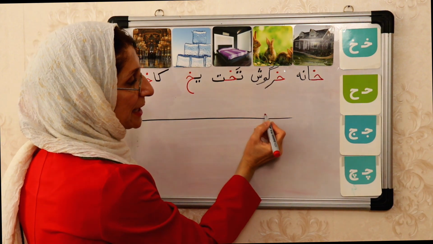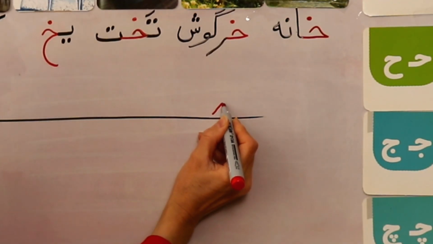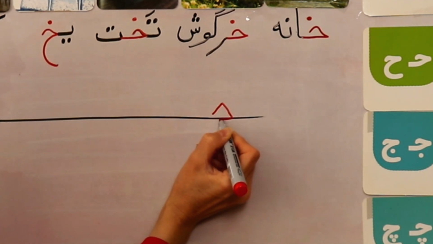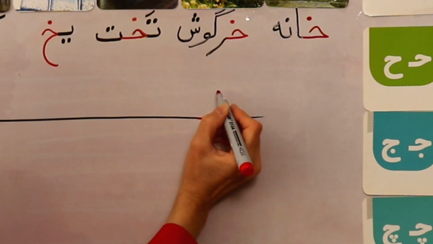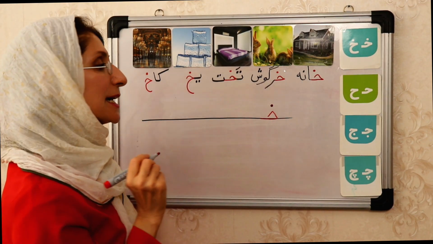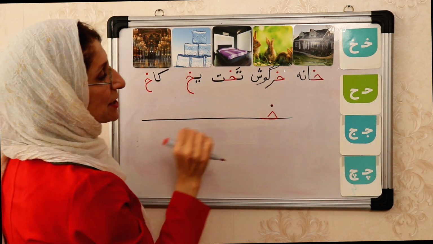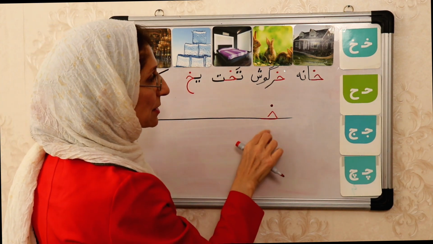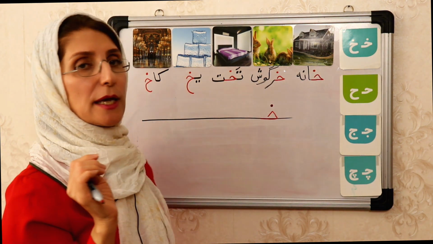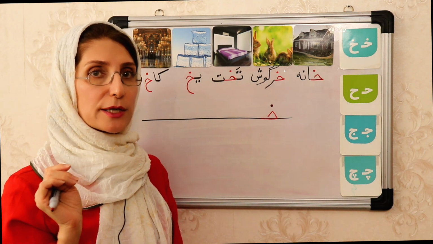You start a little bit above the line, go up in a very beautiful triangle and come to the line, then one beautiful dot above its head. This is the non-final khe. The non-final khe can come at the beginning and in the middle. At the beginning you see the word khane. Khane in Persian is home, house.